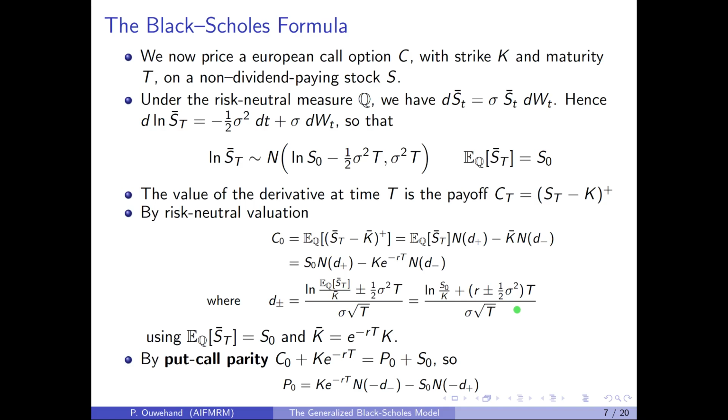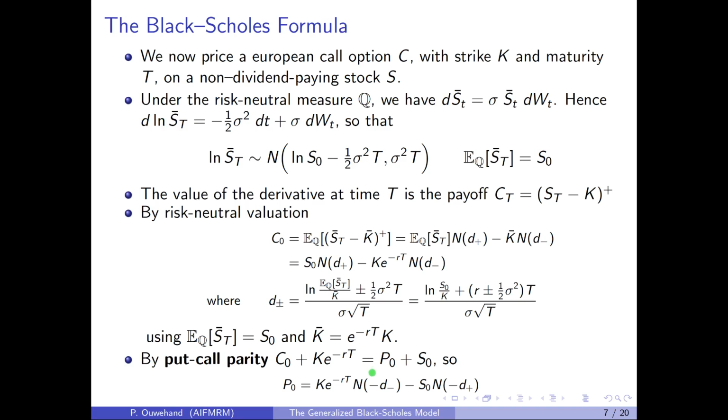For a put option, we can simply use put-call parity, which I've stated here as follows. If you own a call option, you may have to exercise it, in which case you have to pay the strike. In order to pay the strike K at time capital T, you need to own K e to the minus RT right now. So on the left side here, we have a call option plus the cash needed to be able to exercise it at maturity.